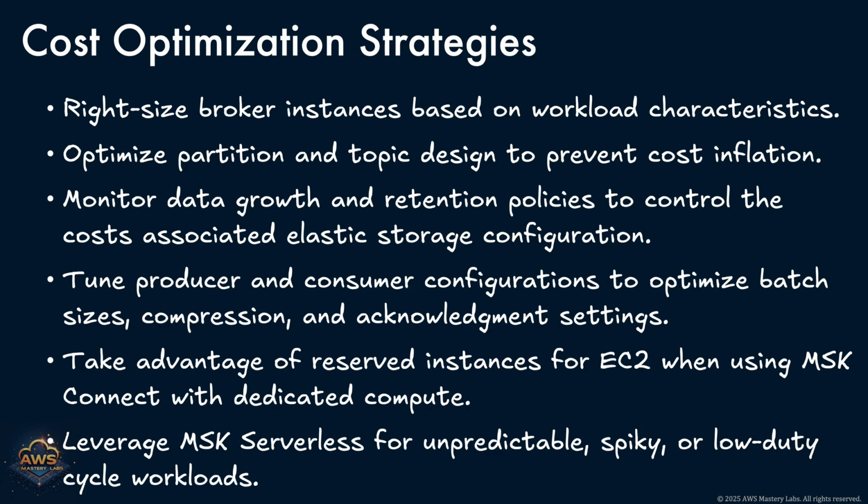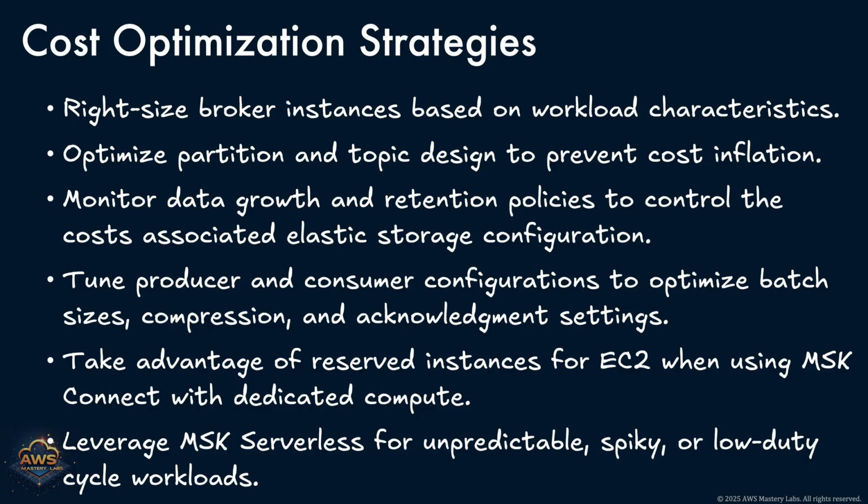Managing costs effectively in Amazon MSK starts with careful planning and optimization at every layer of your architecture. First, it's important to right-size your broker instances based on the specific characteristics of your workloads. Instead of defaulting to larger instance types, you should analyze your compute, memory, and network throughput requirements and select the most appropriate configuration. Next, optimize your partition and topic design. While partitions are essential for scaling Kafka, having too many, especially unused or low-traffic partitions, can lead to unnecessary broker overhead and higher costs. Similarly, creating a large number of idle topics can inflate resource consumption without delivering value.